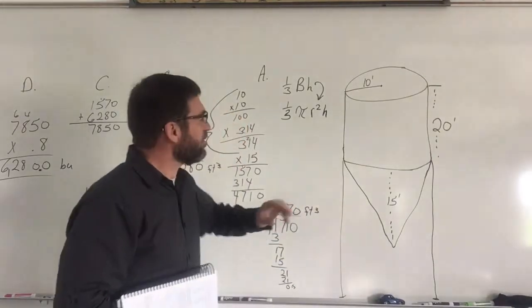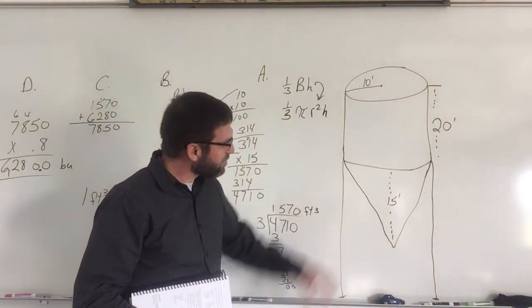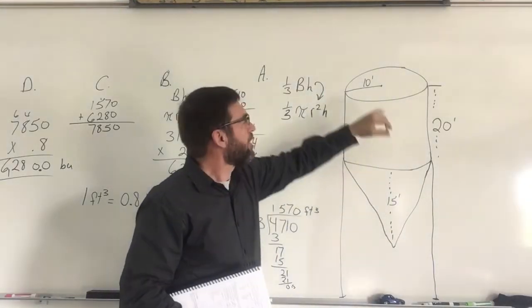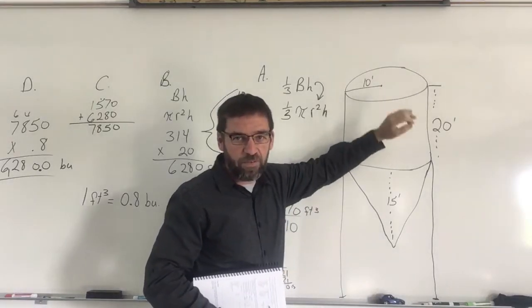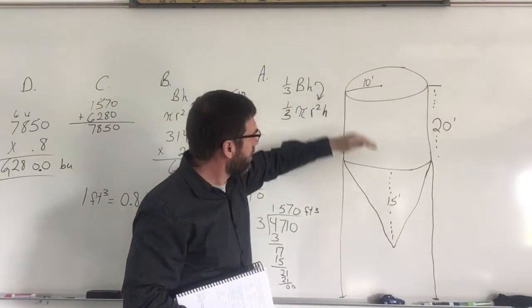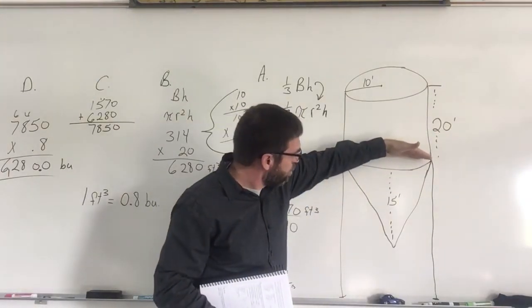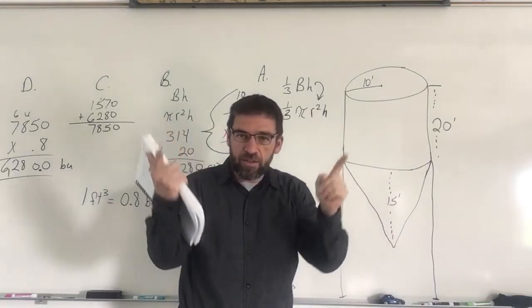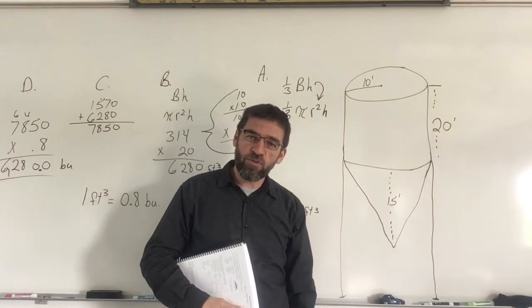So anyhow, this hopper bin, or I don't know what you call it, this grain bin, it's got a cone at the bottom and it's got a bin on top. And the radius is 10 feet, okay? The height of this part is 20 feet. And then we got the cone below here, and the cone from here down that comes to a peak is 15 feet.